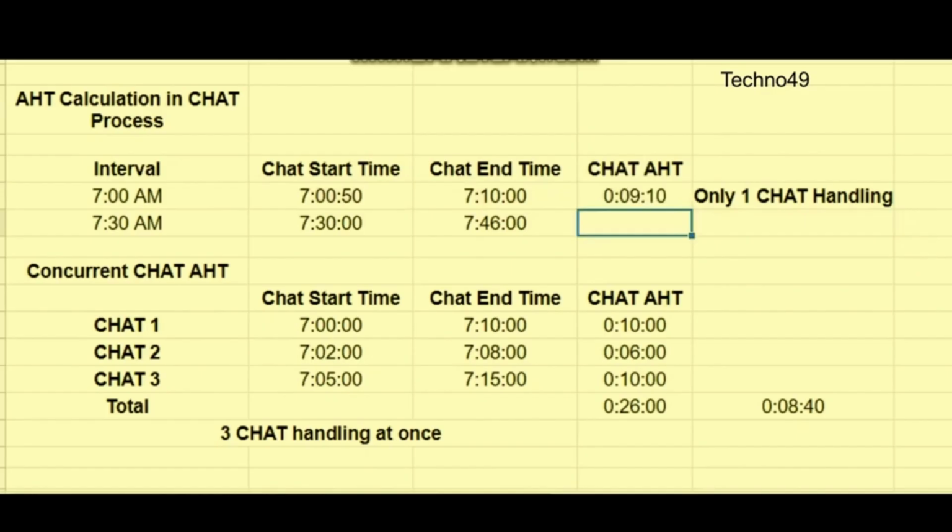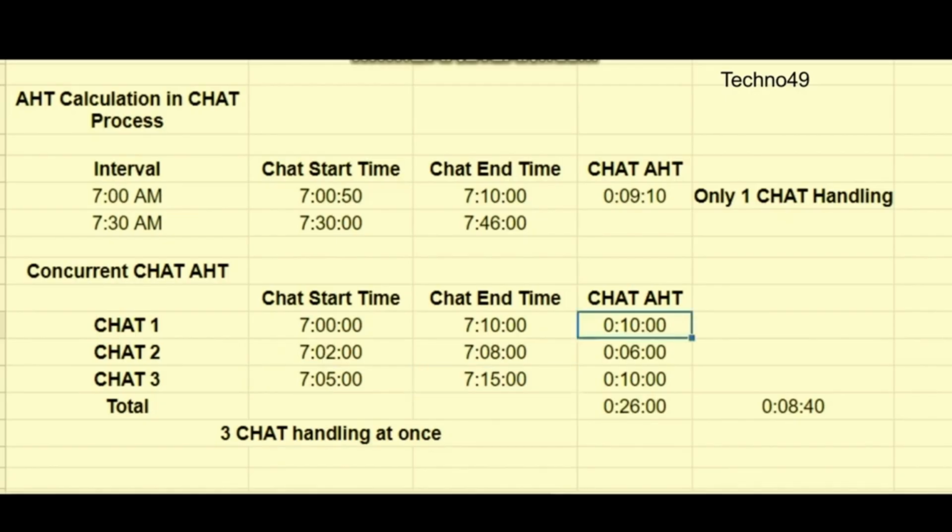Now we have to calculate the AHT of the agent who's handling 2 or 3 chats at the same time. So now this is the example here. Chat 1, chat 2, chat 3. I have put down the chat start time and chat end time. Suppose the agent picked up the first chat at 7 o'clock and the chat end time was 7:10. The agent got another chat at 7:02. That chat ended at 7:08. Again, the agent took the third chat that started at 7:05 and that ended at 7:15.